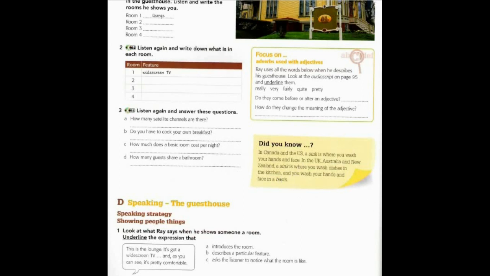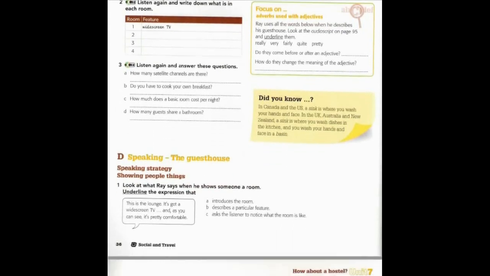There is a note that we should mention as well. In Canada and the United States, a sink is where you wash your hands and face, while in the UK, Australia, and New Zealand, a sink is where you wash dishes in the kitchen, and you wash your hands and face in a basin.